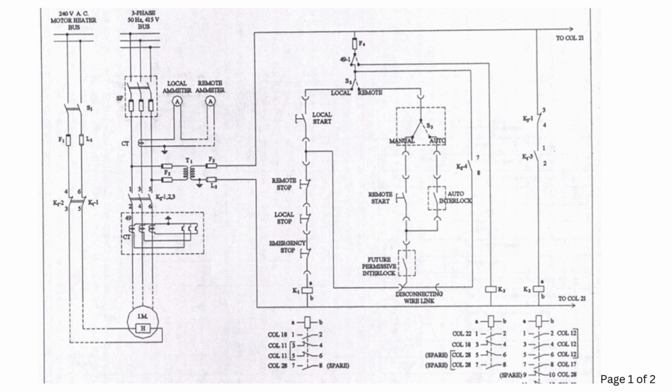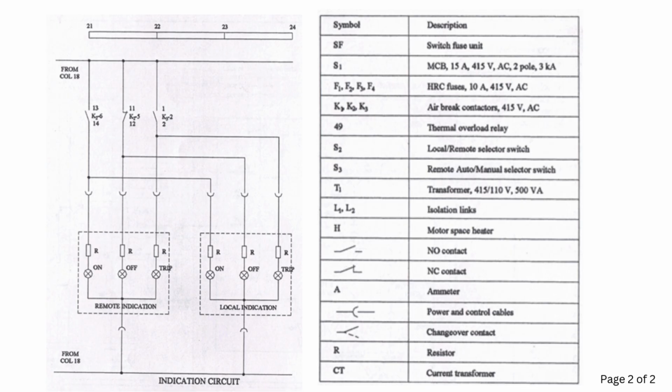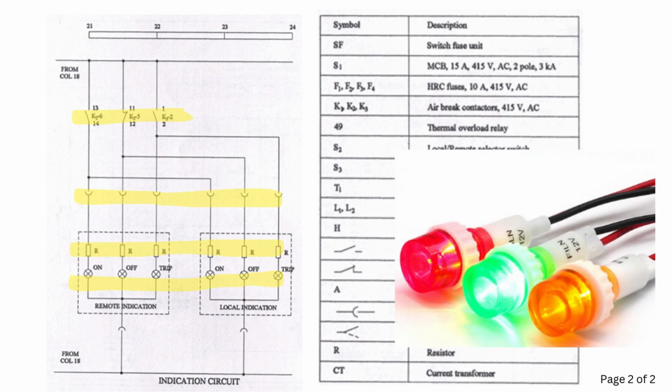Now let's come back to the main focus of the diagram, which is the 415 volt induction motor. On page 1 you can see the motor and its connection, and on page 2 you can see the indication diagram, which is very simple to understand. These are the contactors. This is the symbol of control cables, then resistor, and finally the neon bulb. We will see how these indications are displayed during the start and stop operation of the motor. Let's come back to the first page again.